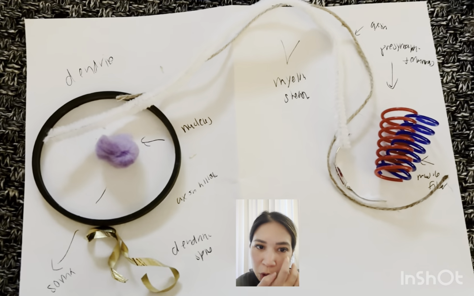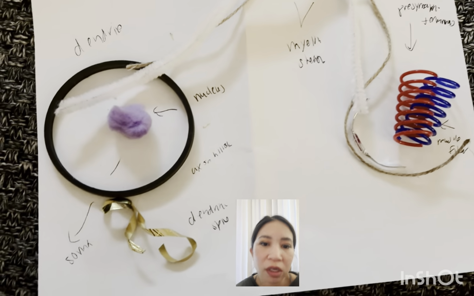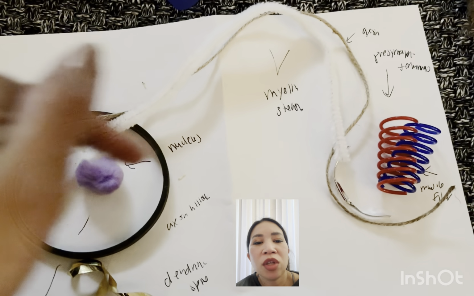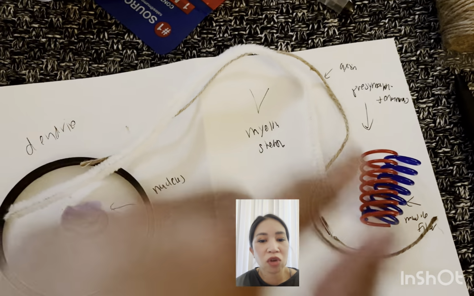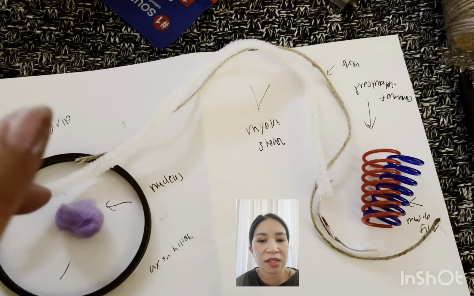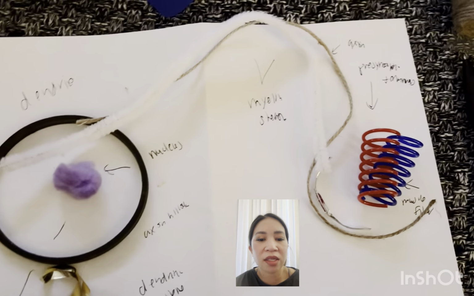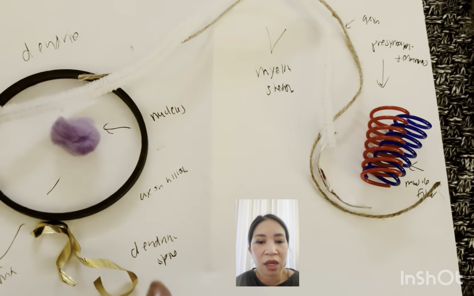Basically, dendrites receive a message. It's usually a chemical reaction from another neuron. So the cell body, which is called the soma, takes in those signals and then processes them. If the message is strong enough, then the signal moves to the axon hillock, which then decides whether to send the message down to the axon.